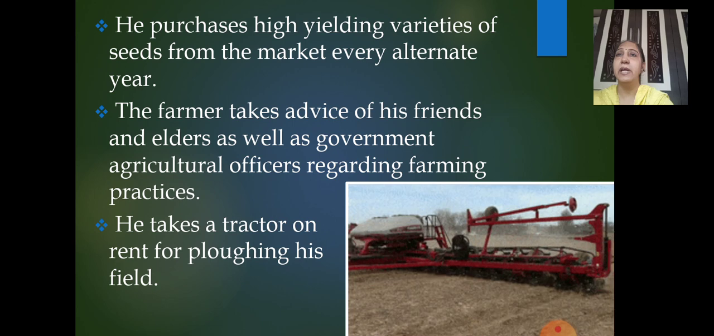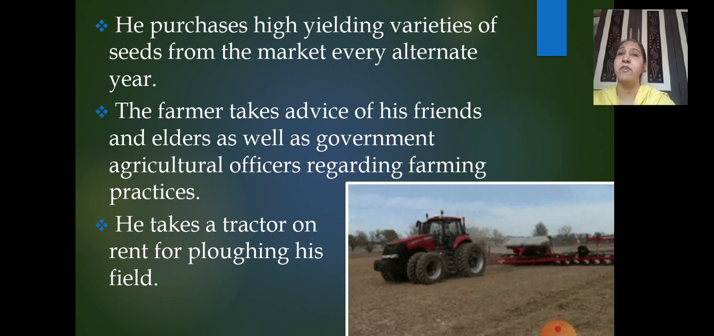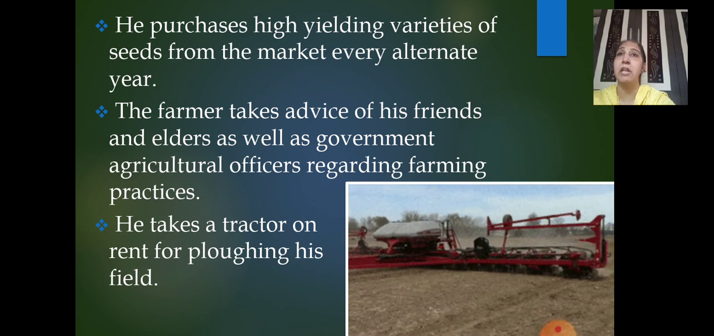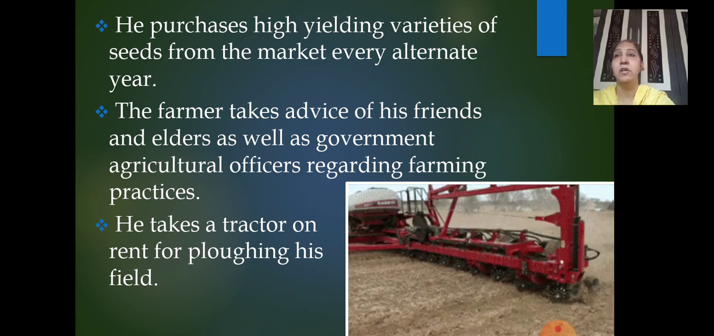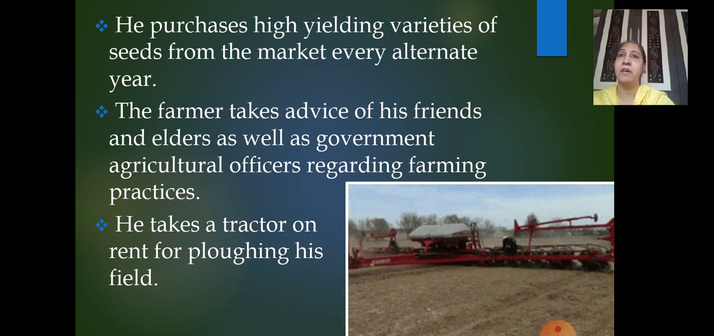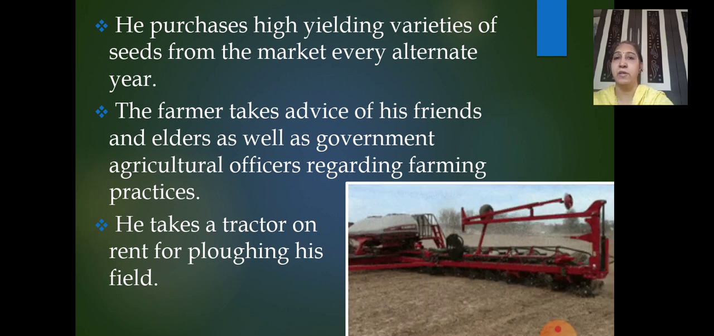Then he takes a tractor on rent for ploughing his field. Whereas some of his friends still use the traditional method. You know very well the traditional method. What is the traditional method? That is using bullocks for ploughing.